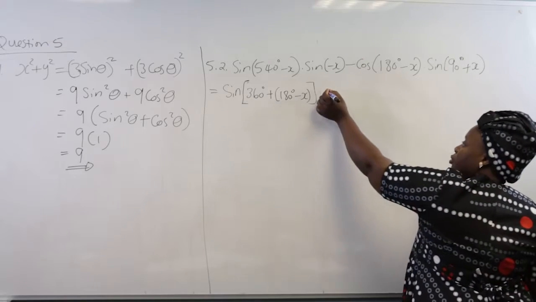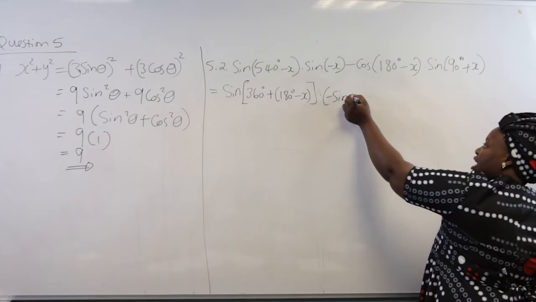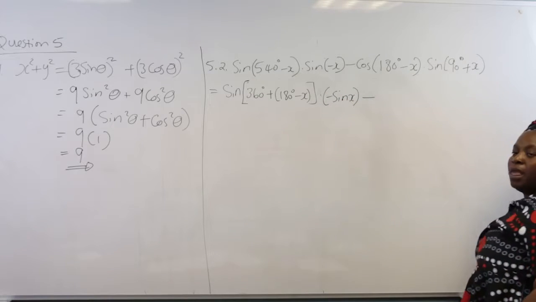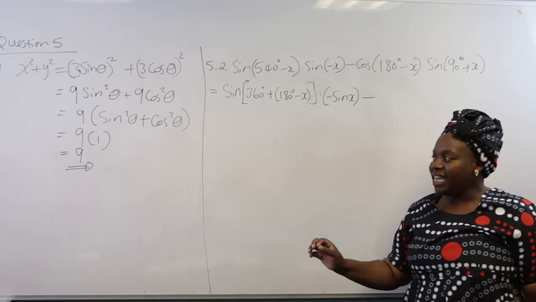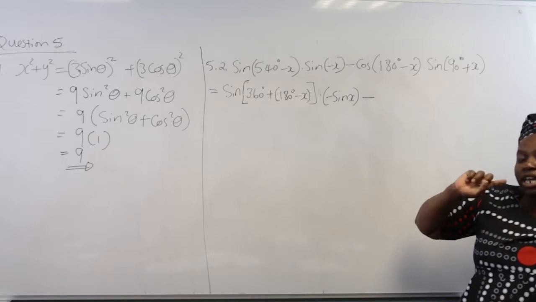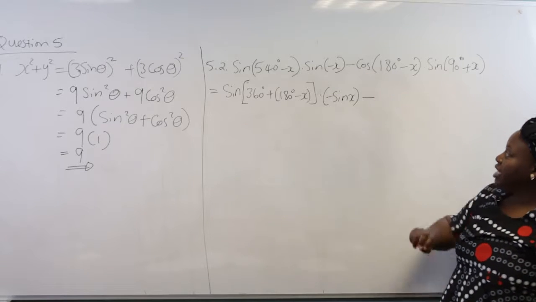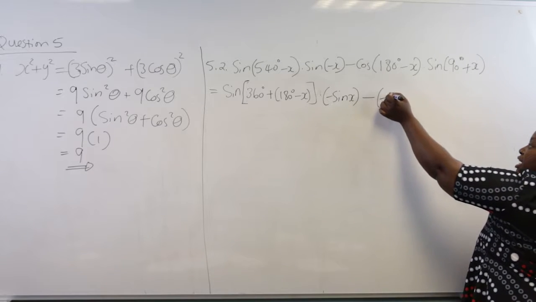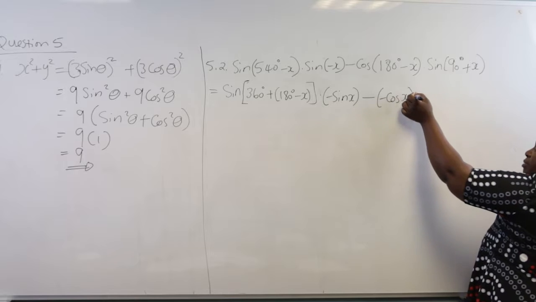So we are multiplying this with a negative sign. x minus 180 degrees minus is on the second quadrant, where only sine is positive and cos is negative. So we're going to have it as a negative cos x.